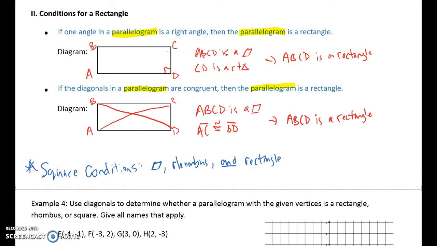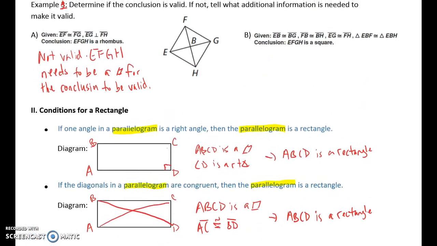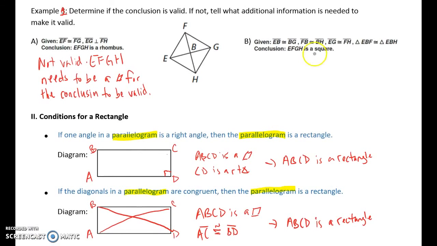So let's back up to part B of example 1. Okay, so let's check and see, is this a square? So why don't you ask yourself first, is this a parallelogram? Why don't we check that first? So what did you think? Is it a parallelogram? Well, if you look at the first couple of givens, we know EB is congruent to BG and FB is congruent to BH. So since your diagonals bisect each other, we've got a parallelogram. That checks.